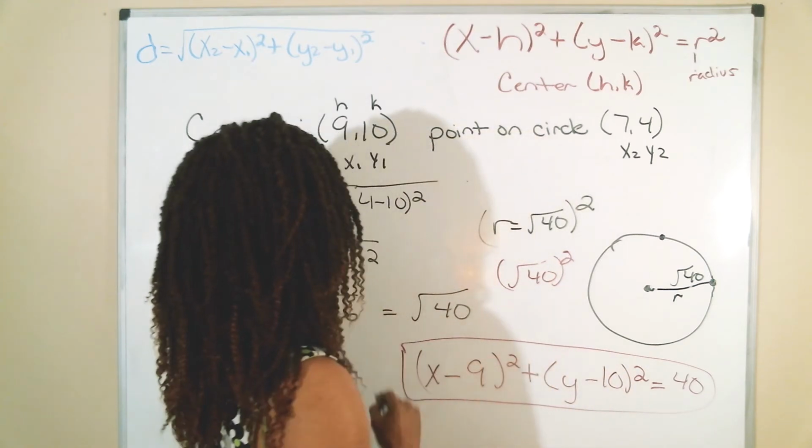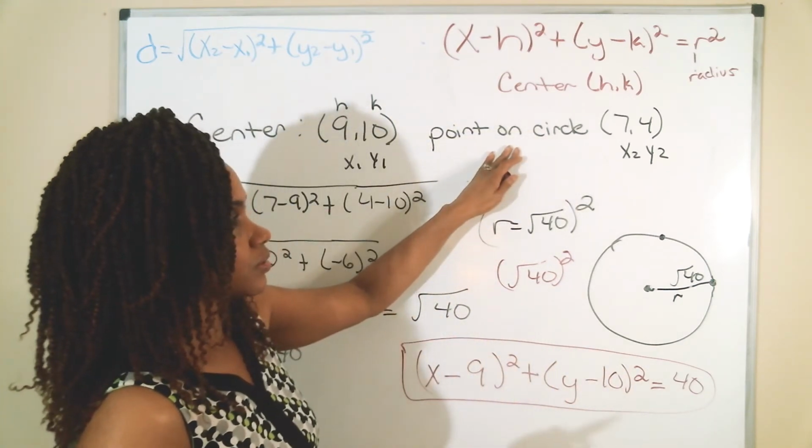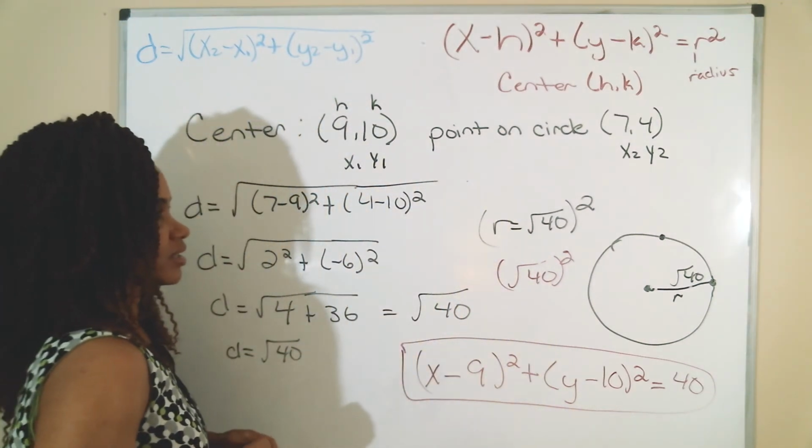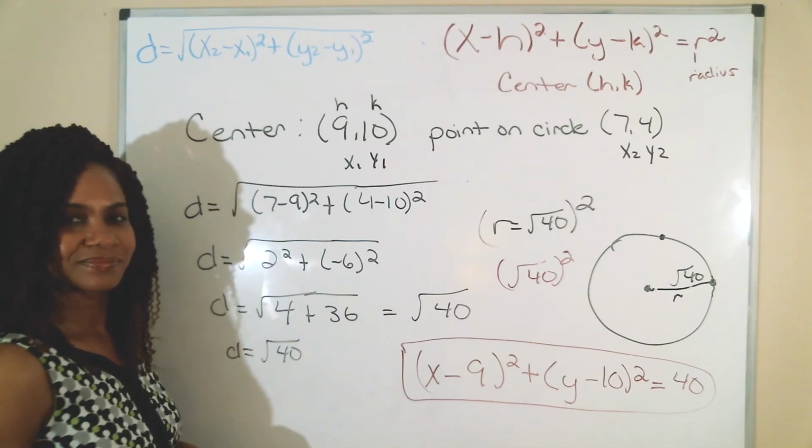So if you're given the center and a point on the circle to find a radius, you would just use the distance formula to find a distance to get your radius.